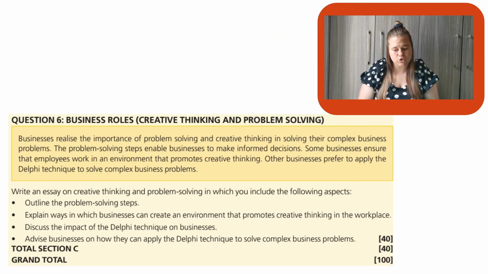Alrighty, then moving to question 6. This one is on creative thinking and problem solving. So here we must outline the problem solving steps. We must explain the ways in which a business can create an environment that promotes creative thinking in the workplace. Discuss the impact of the Delphi technique on businesses, and then advise businesses on how they can apply the Delphi technique to solve their complex business problems.